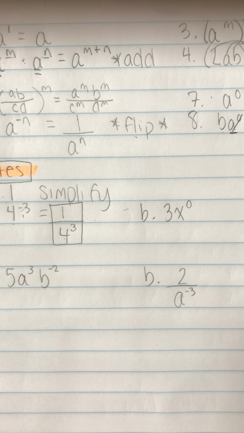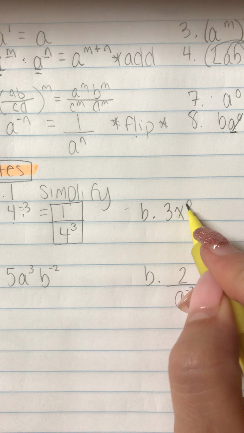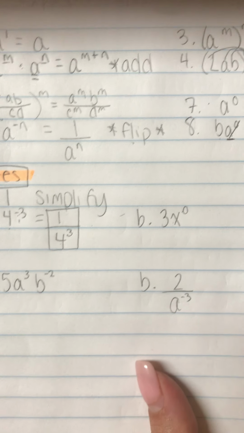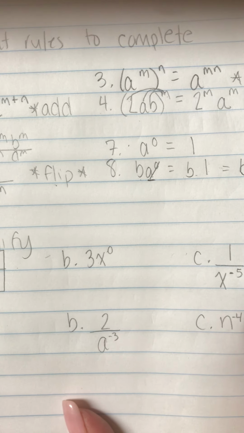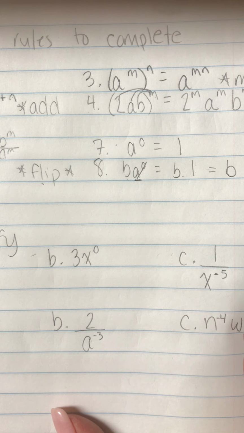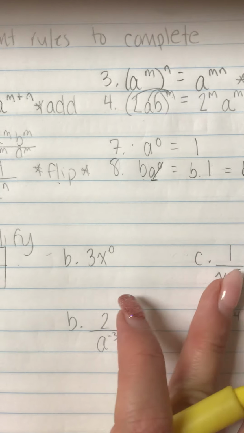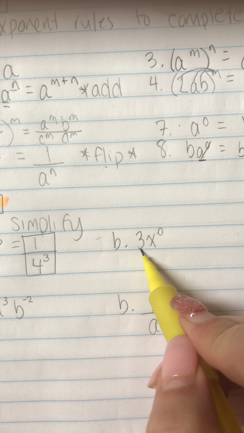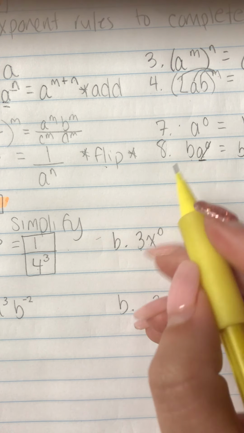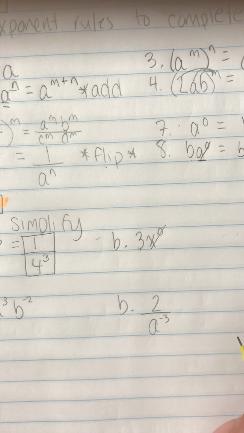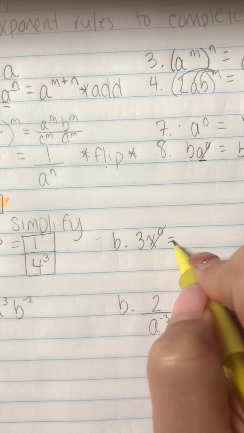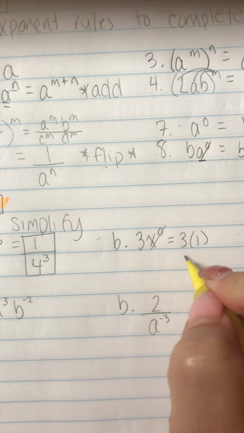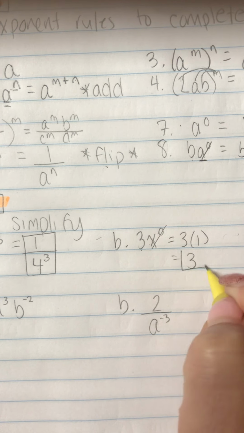Letter B. Something to the 0 power. If I look at 7 and 8 in my warm-up, what happens when I have something to the 0 power? It equals what? It equals 1. Now, is 3 raised to the 0 power? No, just that guy. So 3 times 1 would give me a final answer of just 3.